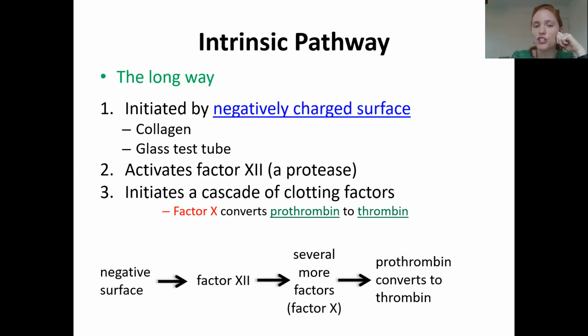But I do want you to know one factor, and that's factor 10. See this X right here? That's factor 10. The reason I want you to know this is that factor 10 is what's eventually going to activate prothrombin into thrombin. So something negative, a whole bunch of stuff happens, eventually factor 10 is activated. That then activates prothrombin and turns it into thrombin. Then that thrombin can go activate fibrin to create the reinforced clot.